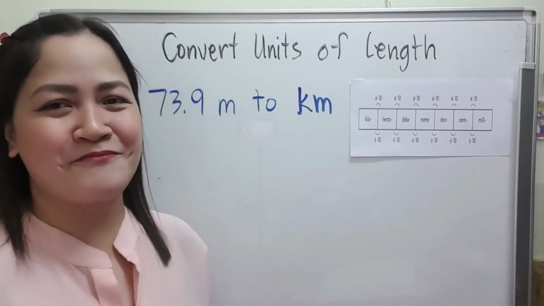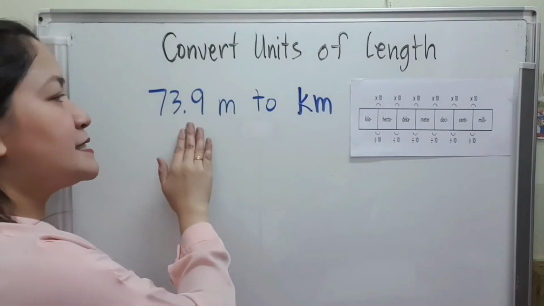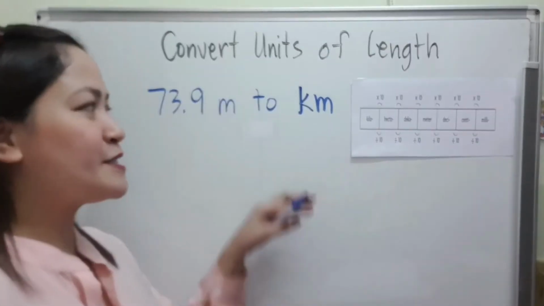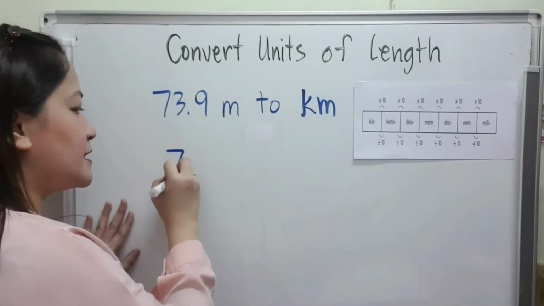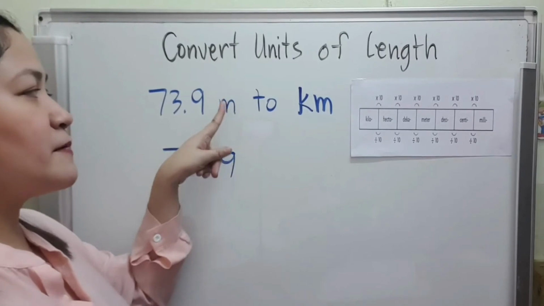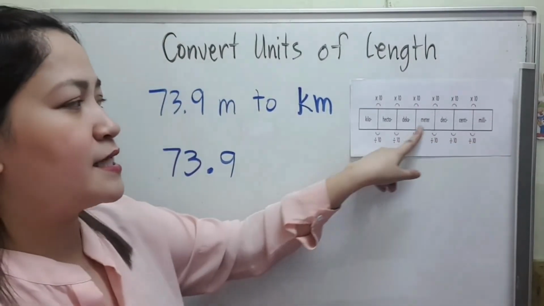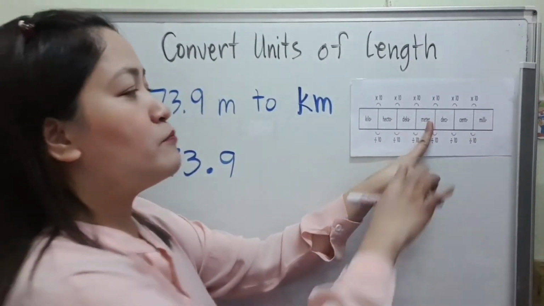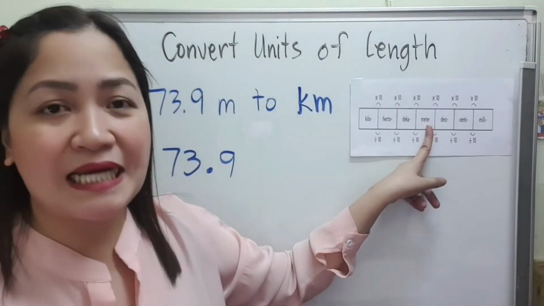Let us have the example. We are going to convert 73.9 meters to kilometers. So let us first write 73.9. So we need to convert from meter to kilometer. Then look for the unit here. That's meter. We will be moving to kilometer. That means we will be moving to the left.